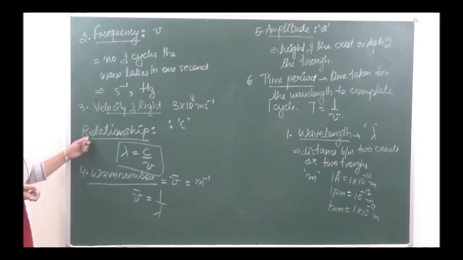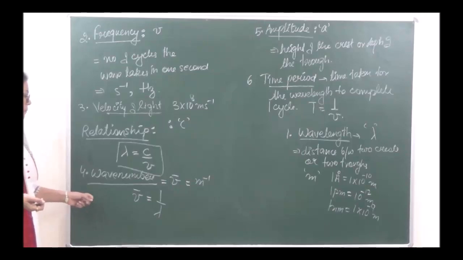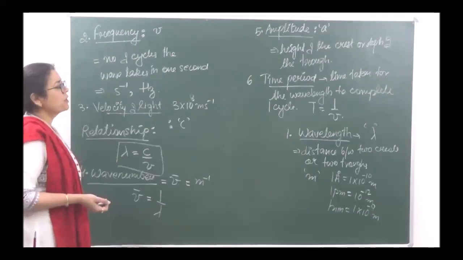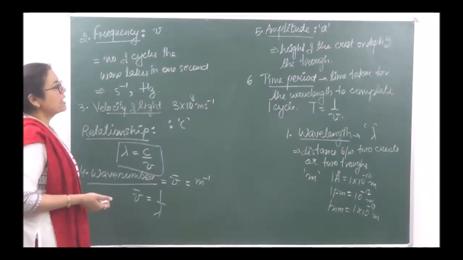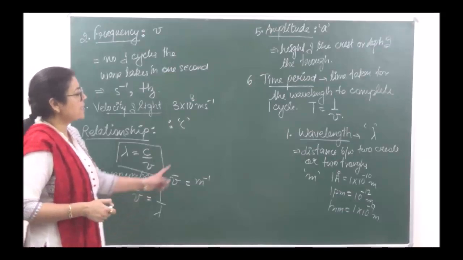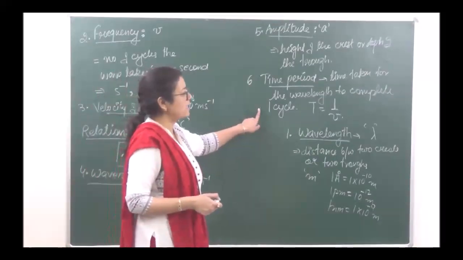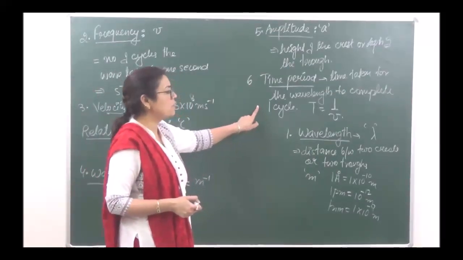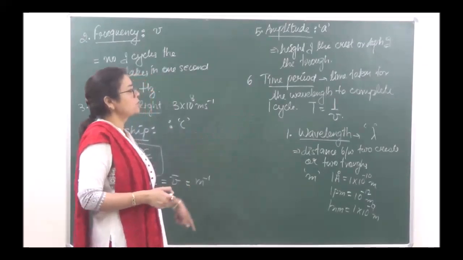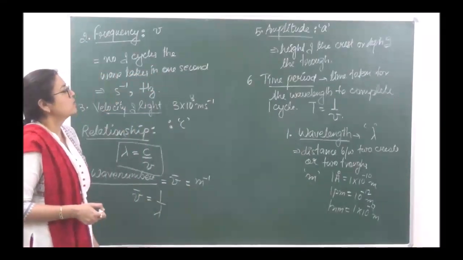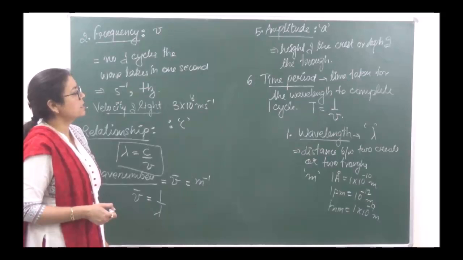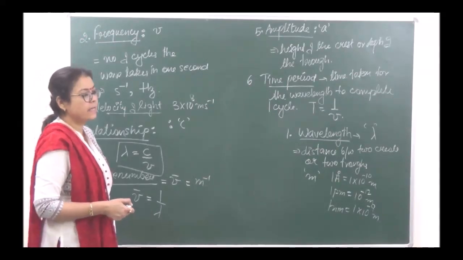Then the relationship, this is important because this would be used: lambda is equal to c upon nu. Then the wave number, that is equal to 1 upon lambda. Then the amplitude, that is the height of the crest or depth of the trough. And the time period. Again, time period is important because we might get this expression in one of the numericals which we are going to solve for this section. So time period is equal to the time taken for the wavelength to complete one cycle.